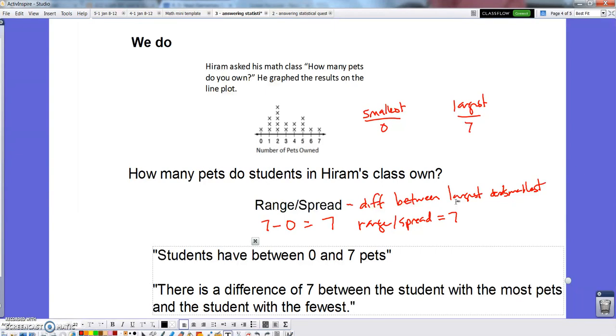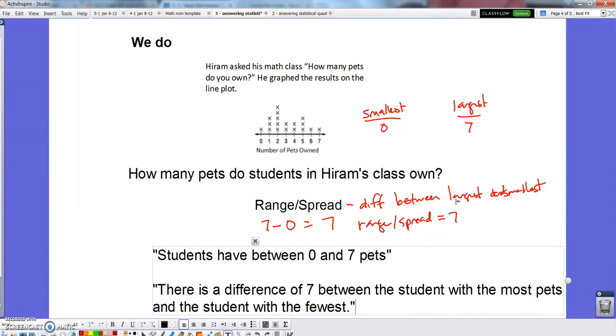So the range is kind of talking about the largest and the smallest. Rather than all those things we used the other day that had to do with the middle, the mean, the median, the mode, all have to do with kind of the center of the data, the middle of the data. This is kind of talking about the ends of the data. So range and spread is a 4th way to answer statistical questions.